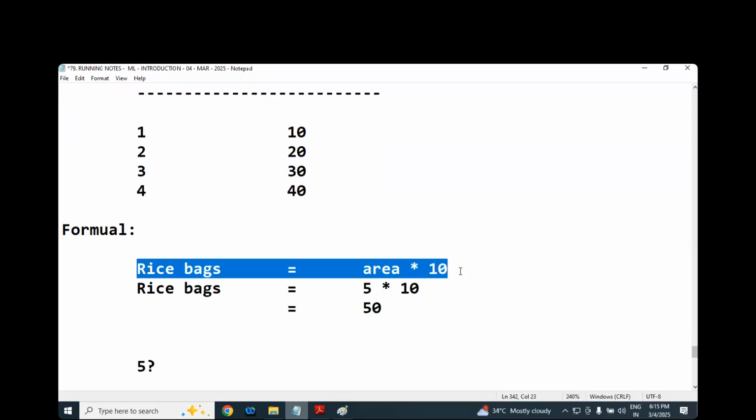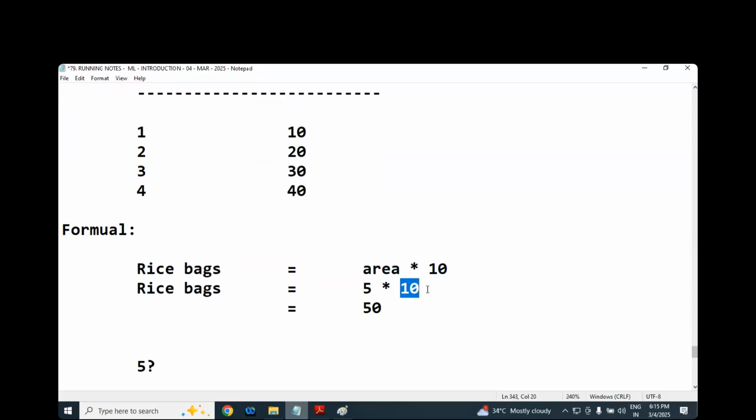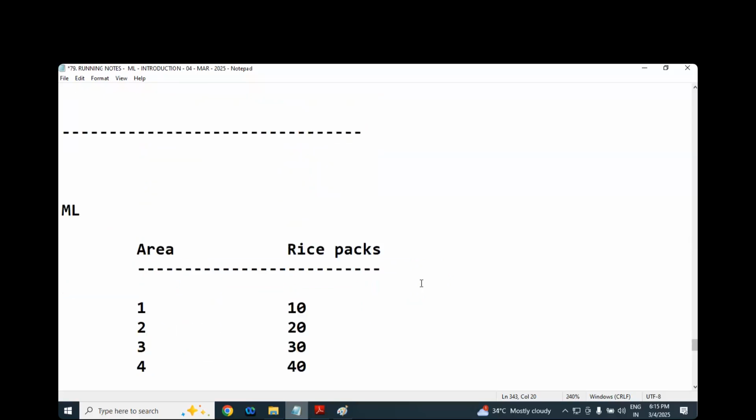From here onwards, we need to use that formula to do the prediction. Don't ask how 10 came; think of it as a kind of constant. Are you with me or not? 1 into 10, 2 into 20, 3 into 30, 4 into 40. I can take a value like 10, and that value can be a different value also. That is still okay. Move on.